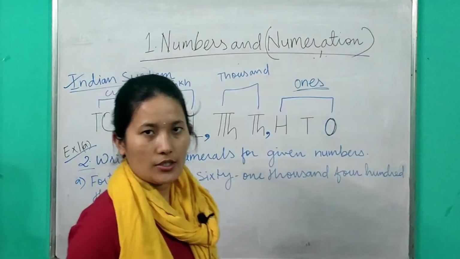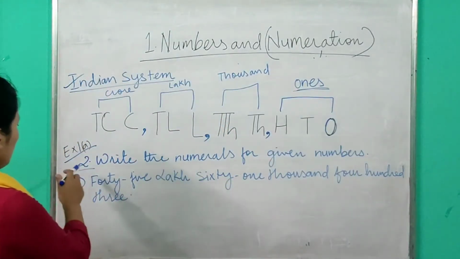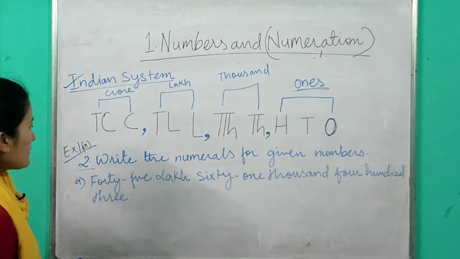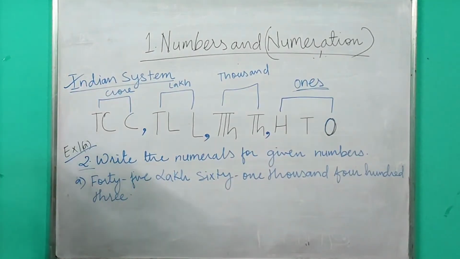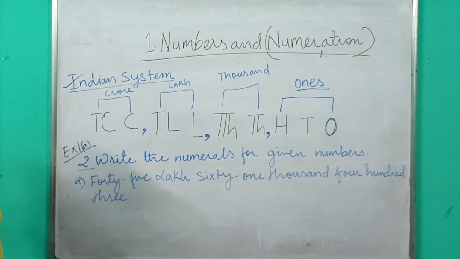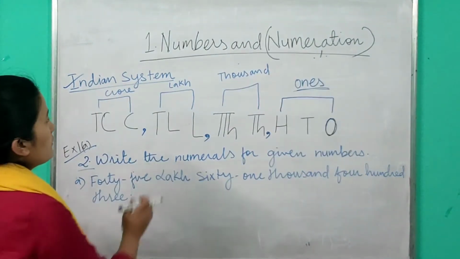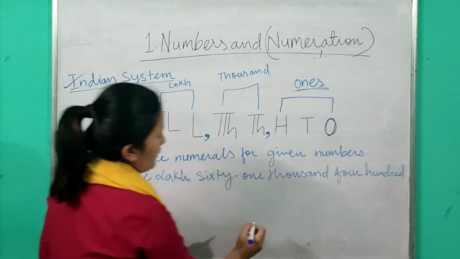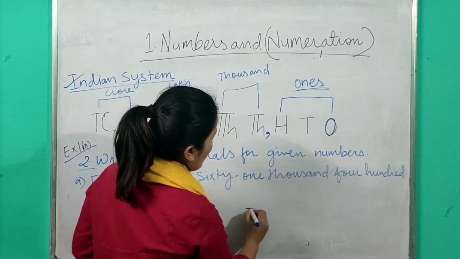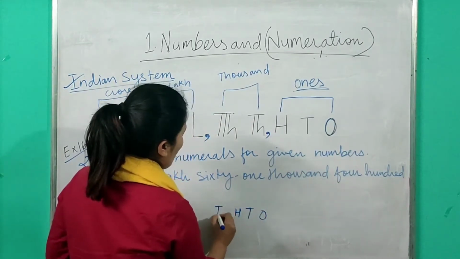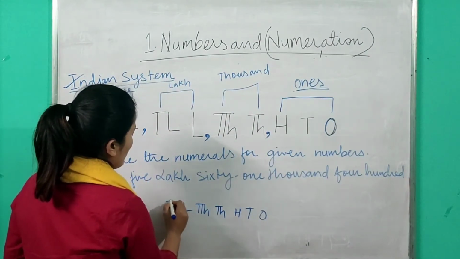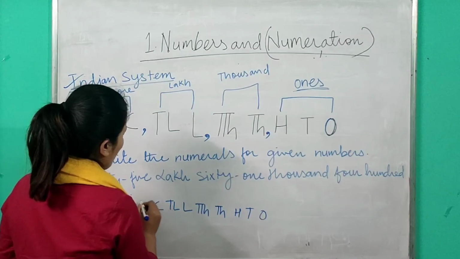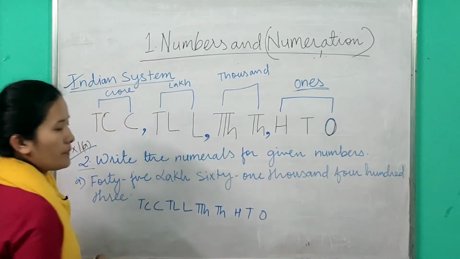Let's carry on with the second question from the same exercise, that is, write the numerals for the given numbers. You are given them in words, and you have to convert them into numbers. If you have forgotten how to do it, then just like this, draw a place value chart here: ones, tens, 100, 1000, 10,000, lakh, 10 lakh, crore and 10 crore.